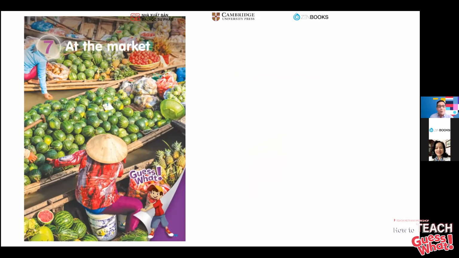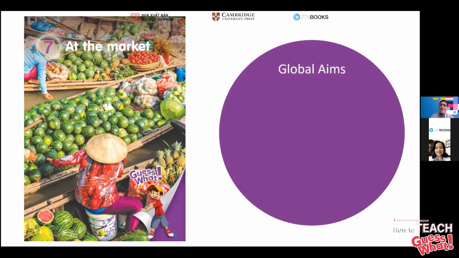So that's the background of what we're going to be looking at. That's the methodology of guess what that I want to show that we're going to be looking at in action. What I'd like to do now is show you step by step how guess what does that. Now, what you need to know about guess what is the book, of course, has a global aim. It's linked to the Common European Framework of Reference. We've aligned it and mapped it, we've even changed it a bit so that it fits very strongly with the Vietnamese curriculum and what needs to be taught is specifically for your students at the right time.